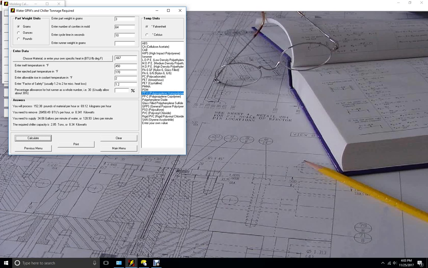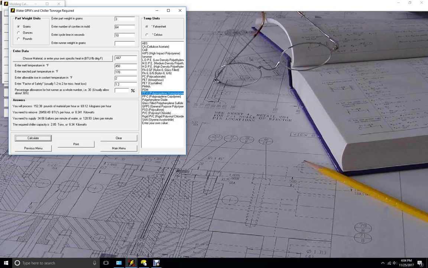of material per hour, or about 69 kilograms per hour. You need to remove over 28,000 BTUs, or over 8 kilowatts of heat. You need to supply 34 gallons per minute of water, or roughly 129 liters per minute, and also the required chiller capacity is there if you're sizing a chiller for this particular project. I use this information later on for other things, like pressure losses and such.